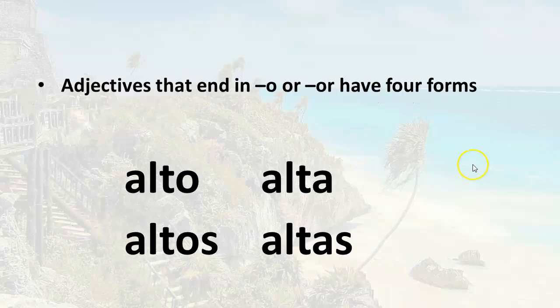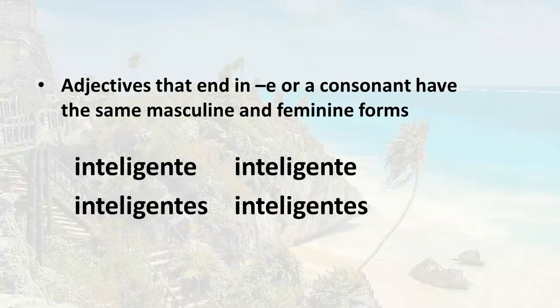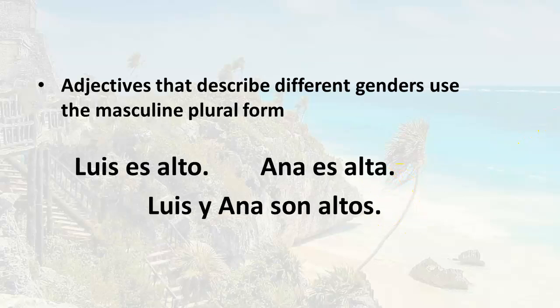We've learned that adjectives that end in O or an OR have four forms such as alto, alta, altos, and altas. We also learned that adjectives that end in an E or a consonant have the same masculine and feminine forms, like inteligente just has two forms, inteligente, inteligentes. We also learned that adjectives that describe different genders will use the masculine plural form. For example, if you want to say Luis and Ana are tall, you have to use the masculine plural form just as the default. So we have Luis y Ana son altos.